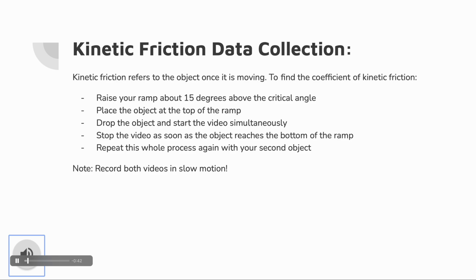So in order to get your kinetic friction data, which, like I said, kinetic friction refers to the object once it is moving, to find this, you want to raise your ramp about 15 degrees above the critical angle, and you'll put your object at the top of the ramp, and you want to start a video at the same time that you drop the object, and you're going to want to make sure that that video is in slow motion just so it's easier to see everything that happens.